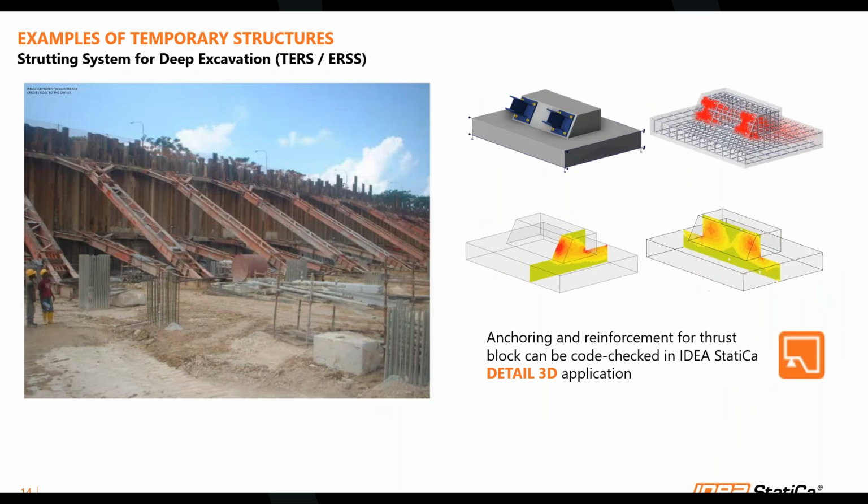Another example of a laced strutting system is this one. It's similar to laced strutting, but if it's too wide to have end-to-end strutting, you really need to anchor it to the ground or to the base. So in this case, you also need to check how you can anchor it to the bottom. In IDEA StatiCa, you can actually model the truss block where the strut is going to be supported, and you can design this with ease when you apply all the reinforcement into it.